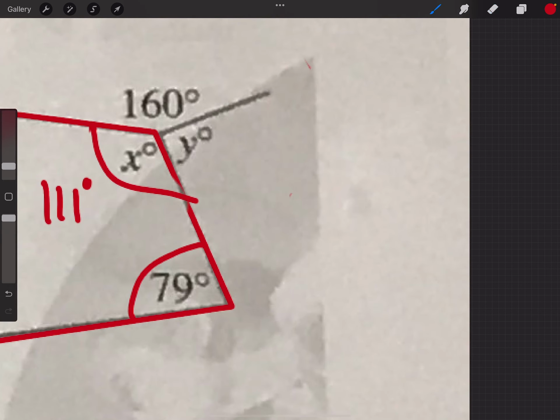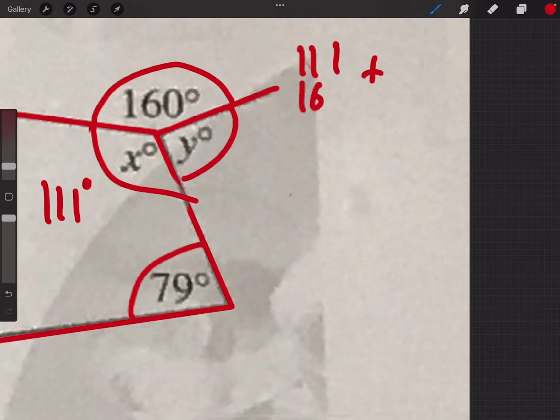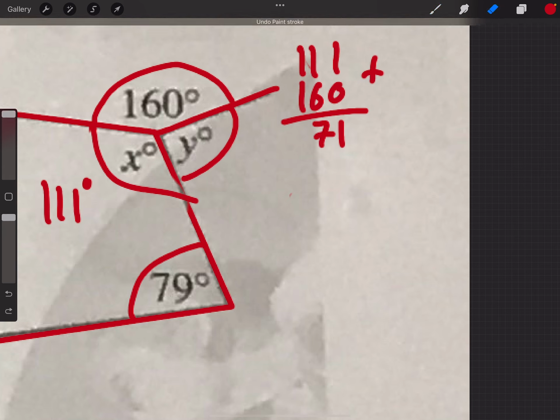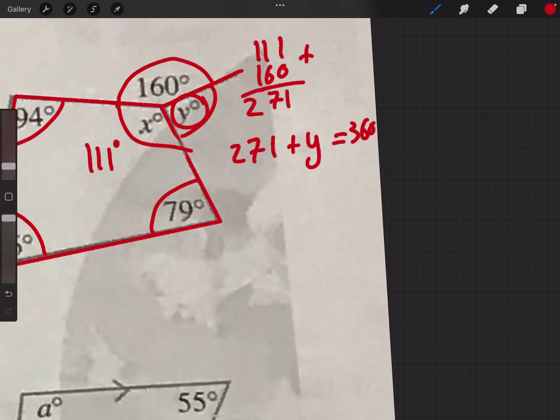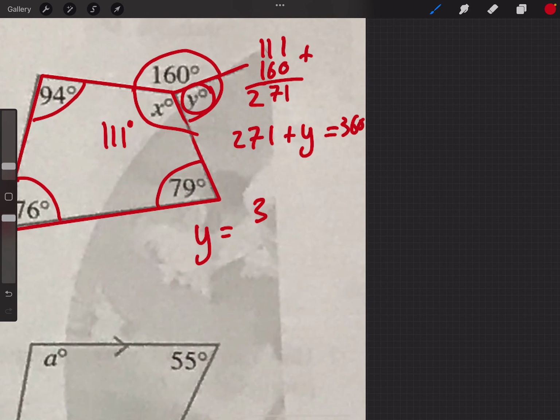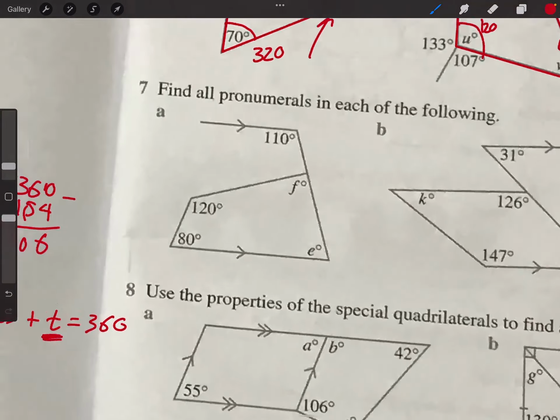Alright, so we know that the X degrees plus 160 plus Y makes 360. So let's add the 111 to 160 first. This will be 1, this will be 7, this will be 2. So together they make 271. Now we have to add one more. So 271 plus the last angle Y is equal to a full revolution of 360. So to find Y, we just do 360 take away 271. Work it out yourself. No, I'm not going to do all of it for you.